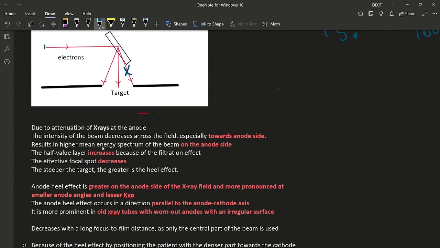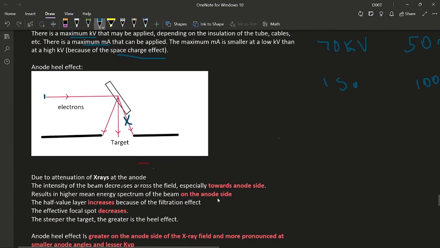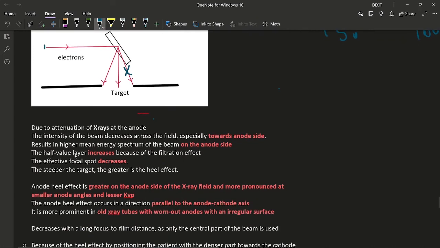This results in a higher mean energy spectrum of the beam on the anode side. So this is the anode side. The net effect is something like putting a filter, and the rays on this side are filtered more compared to the rays on this side. The half value layer increases because of the filtration effect. The effective focal spot size decreases because towards the anode side the rays are becoming filtered much more. So it is actually decreasing the width of the beam on that side.